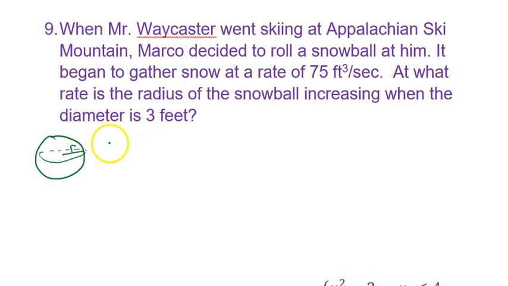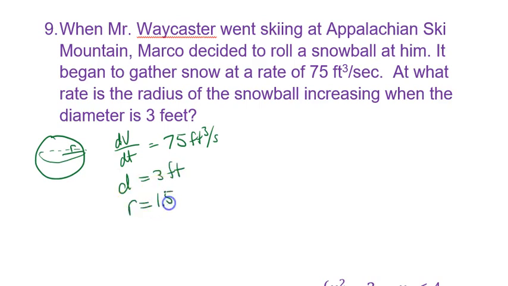And so I'm going to write down everything I know. It's gathering snow at 75 feet cubed per second. That is a rate of change of volume, so dV/dt. And my diameter is 3 feet, so my radius is 1.5 feet. And then we want to think about what geometry formula can relate these things and work with these variables. So this would be the volume of a sphere. Volume of a sphere is 4/3 pi r cubed.